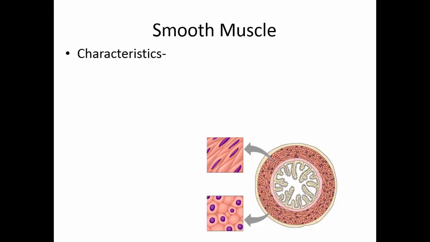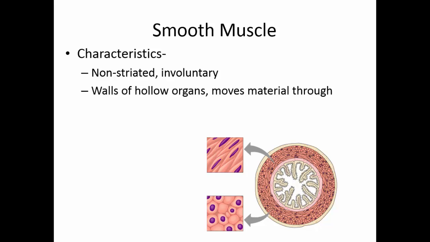Smooth muscle is non-striated muscle. There are no stripes or striations in this muscle, and it's involuntary. It's controlled by the unconscious part of your brain, the autonomic nervous system. We find smooth muscle in the walls of hollow organs, and when it contracts, it moves material through those hollow organs. Smooth muscle cells have a single nucleus and are spindle-shaped, so they're not very big cells.